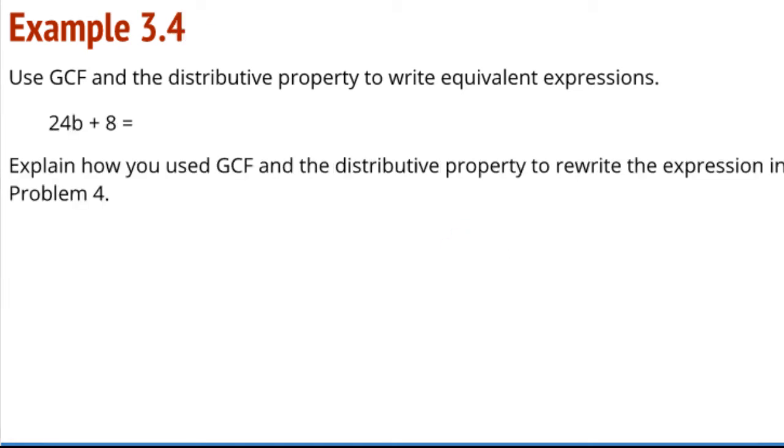All right, so use the greatest common factor in the distributive property to write equivalent expressions. Now this time, when you're done with the problem, you need to actually go through and give an explanation of how you did this. So go ahead, pause, rewrite this using the greatest common factor in the distributive property, and then take a look at the questions explaining your process. How did you do this? And when you're ready, unpause the video and continue.